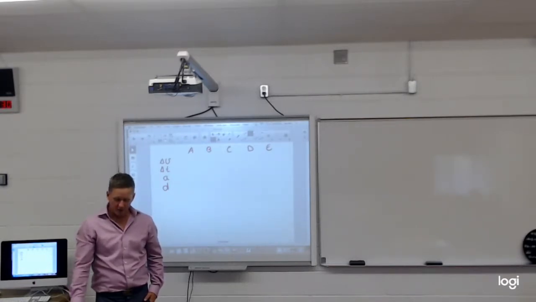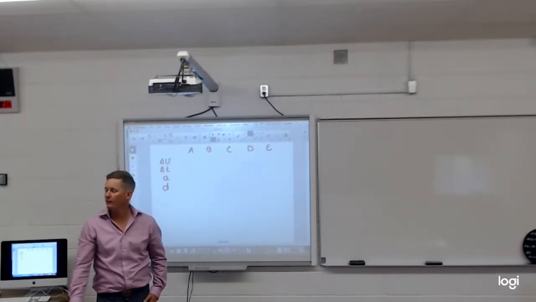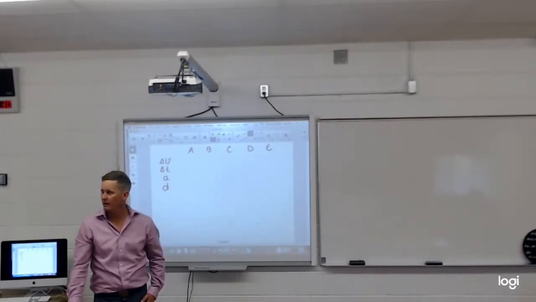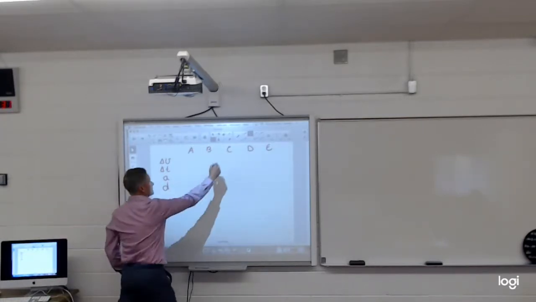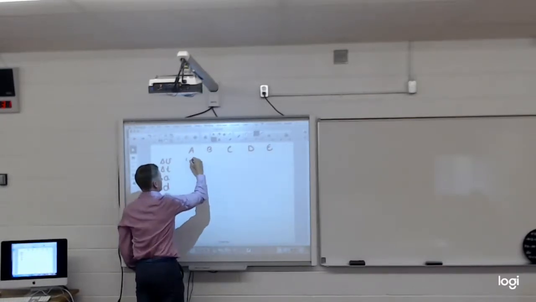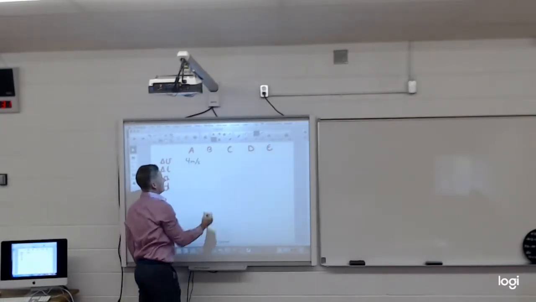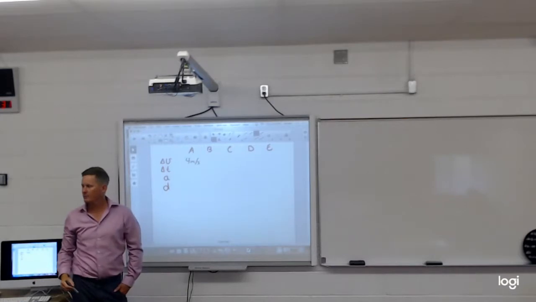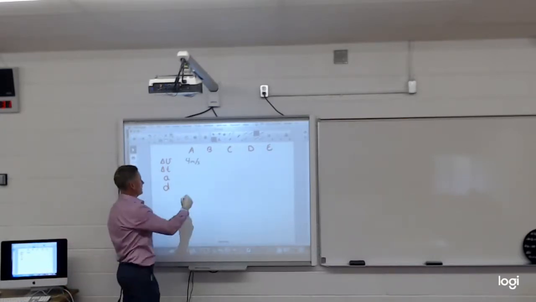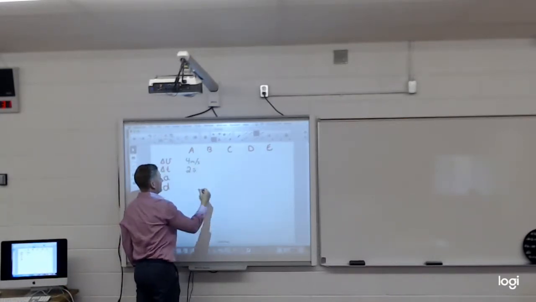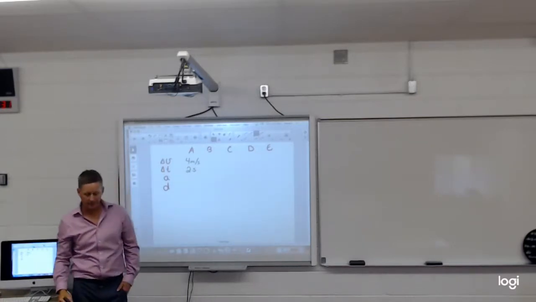On the graph for section A, what is my change in velocity? What am I starting at? 0, and how fast do I get going to? 4. So what's my change in velocity? Okay, so let's start with that guy. 4 meters per second. And how long does it take me to get to 4 meters per second? 2 seconds. Okay, let's do that. Let's just worry about velocity and time for right now.